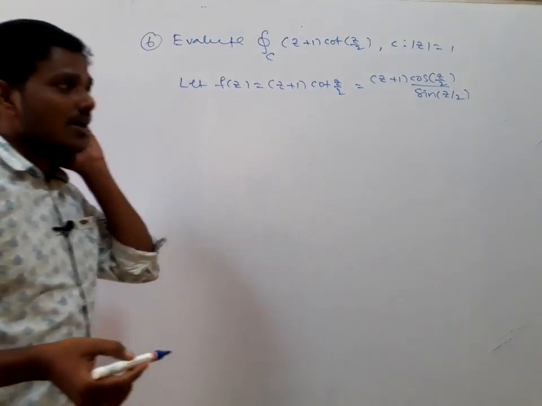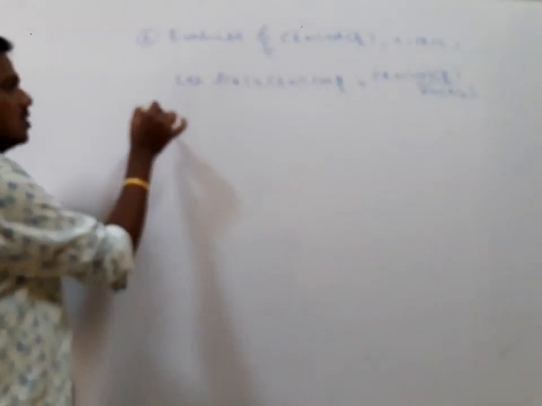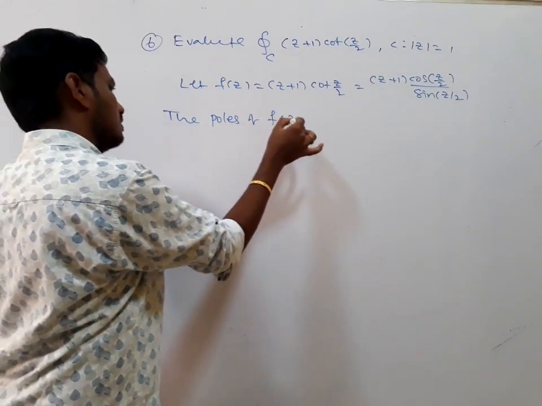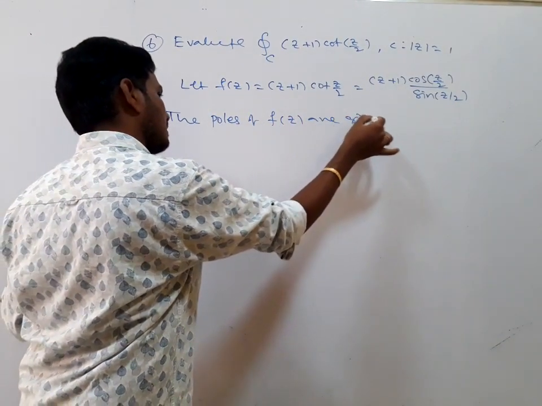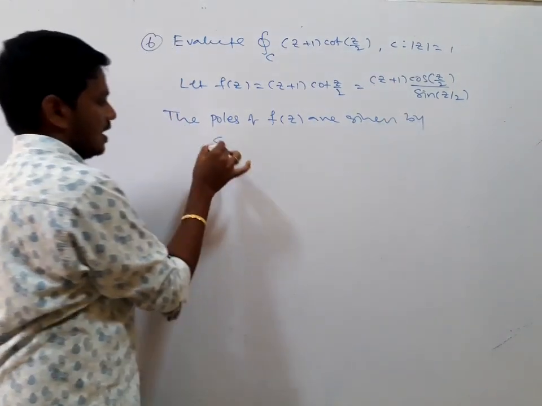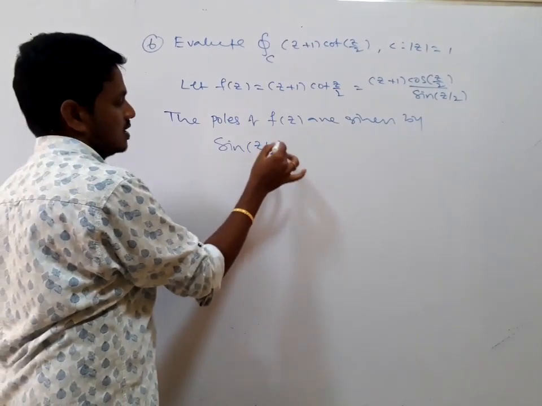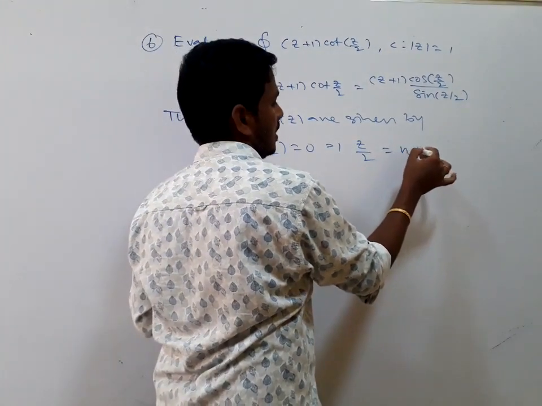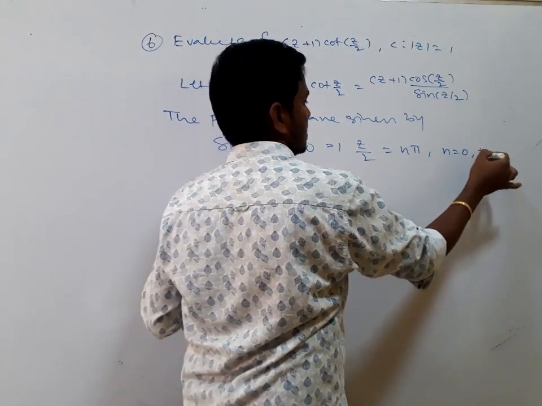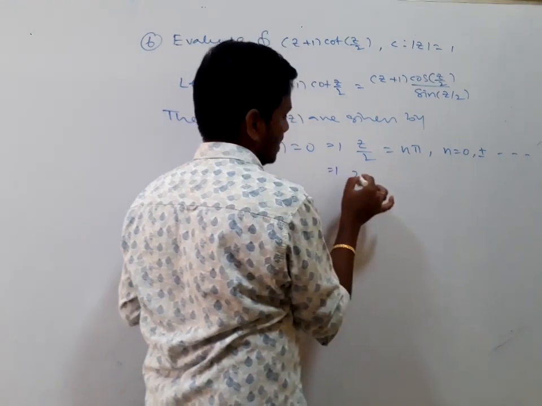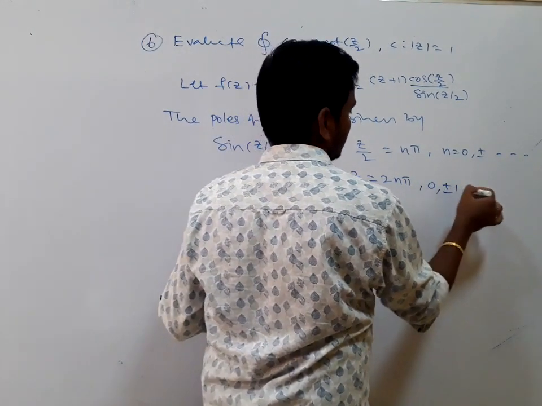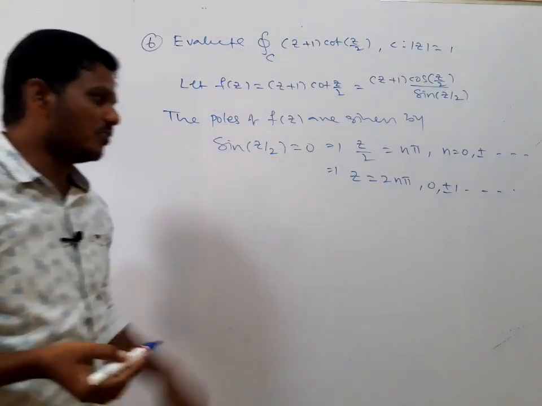The poles are given by the denominator, no problem at all, right? The poles of f of z are given by sin z by 2 equals 0. That implies z by 2 equals n pi, where n is 0, plus or minus 1, and so on. That implies z equals 2n pi, 0, plus or minus 1, and so on. But they are the simple poles.